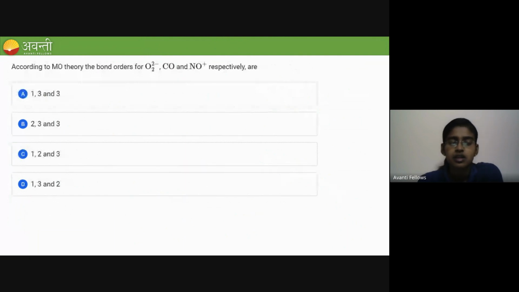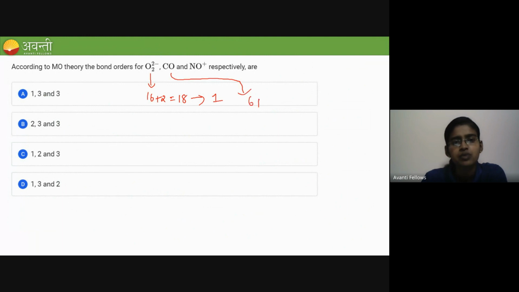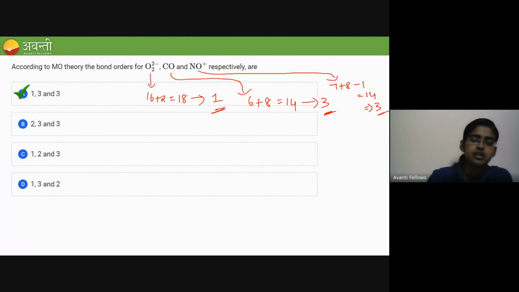Now coming to one more question. According to MO theory, molecular orbital theory, the bond orders. We can easily calculate. I told you, you can calculate using the trick table. O2 2 minus is 16 plus 2, so it will be 18. If it is 18, the bond order is 1. And for CO, 6 plus 8, so 6 plus 8 is 14. Bond order is 3. And for NO plus, 7 plus 8 minus 1, so it is equal to 14. So again it is 3. So 1, 3 and 3. So option A. Okay.